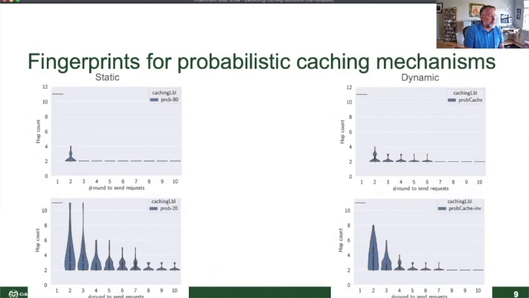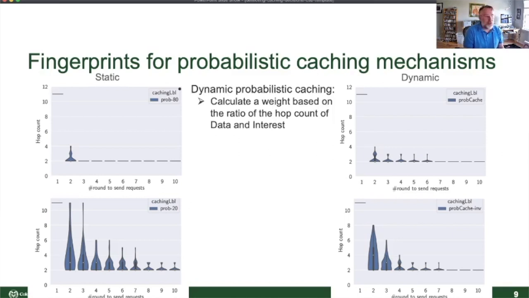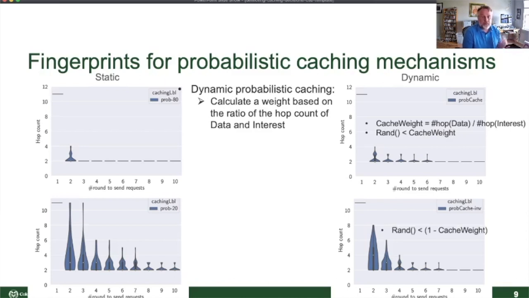Some other statistics here. Here are your cases of caching probability 80, probability 20, dynamic probabilistic caching. You'll notice they have slightly different configurations. The interesting thing is that you can actually start to figure out what the caching probabilities in use are by the shapes of these graphs. So here's another fascinating result. It's not just I can tell you if it's LCD or EE or probabilistic. I can actually, for the probabilistic ones, start to estimate what the probability being used to cache data is. All right. And that's a really fascinating result.